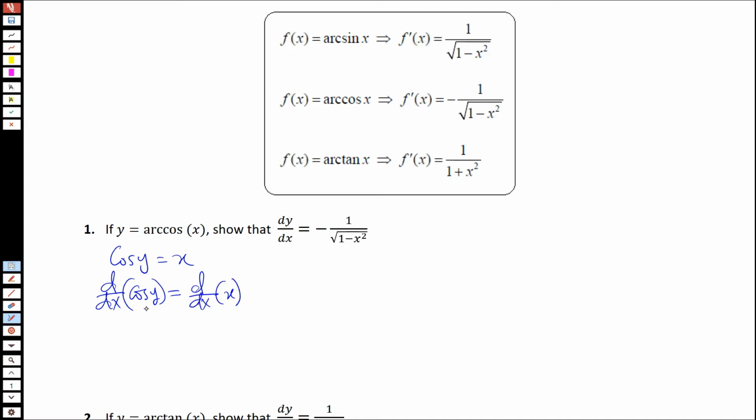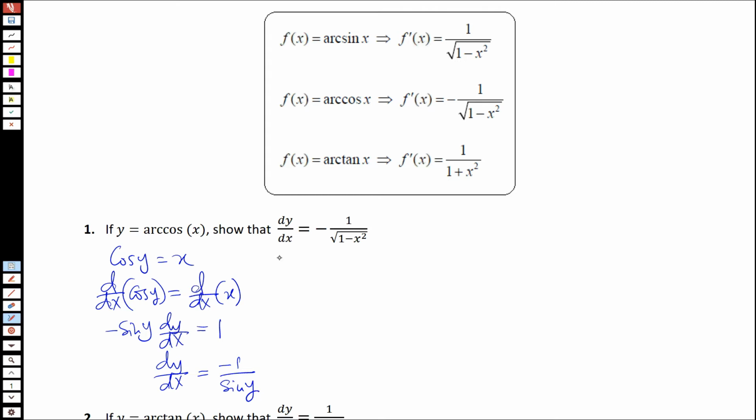Now remember, when you differentiate cos y, we'll apply the chain rule. The derivative of cosine is negative sine, that will be outside. Inside, the derivative of y is dy over dx. So the resulting derivative will be negative sine y dy over dx, which will be equal to 1. And therefore, dy over dx will be equal to negative 1 over sine y.